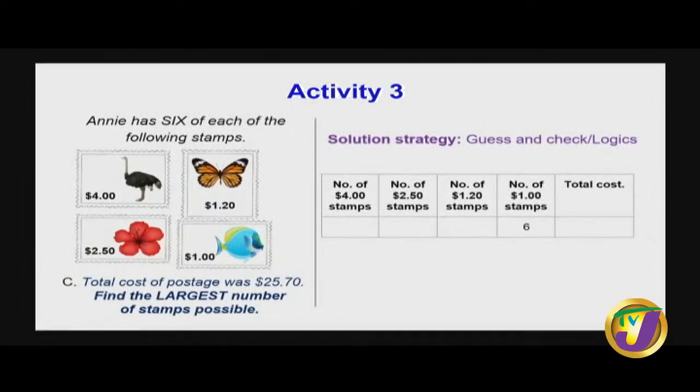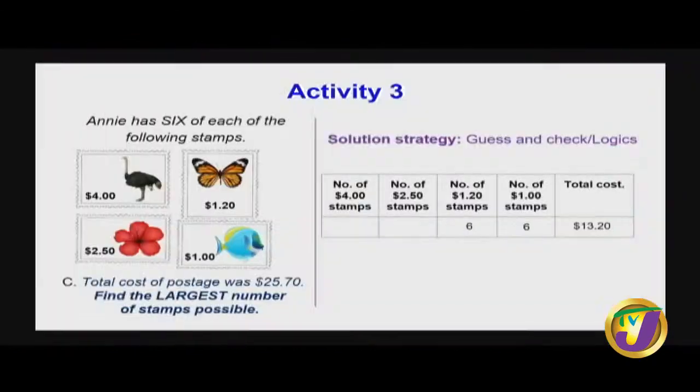Since we are trying to make up the whole heap of stamps, let's go with 6. All right, so we're at $13.20. Number of $2.50 stamps, we did say she has to use an odd number, so either 1, 3, or 5. So guess what? At the largest number of stamps, let's run with 5. Let's run with 5. We reach the total.